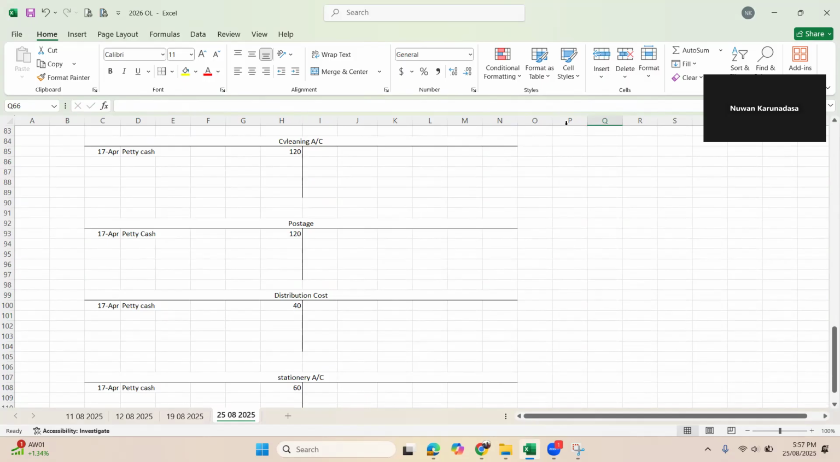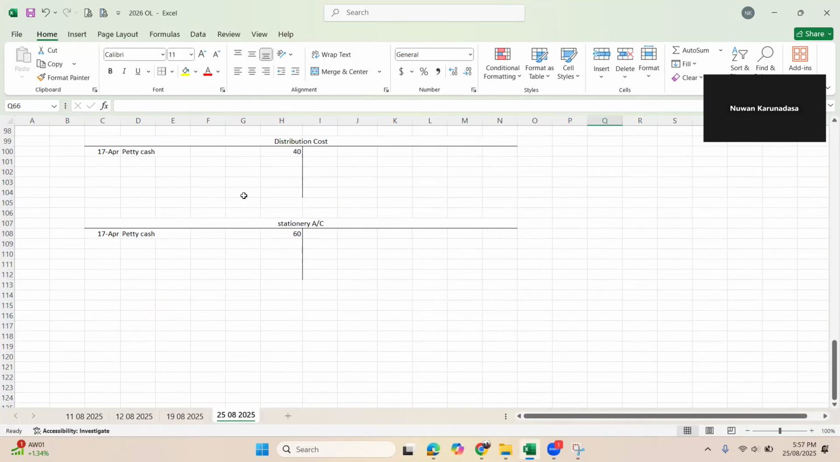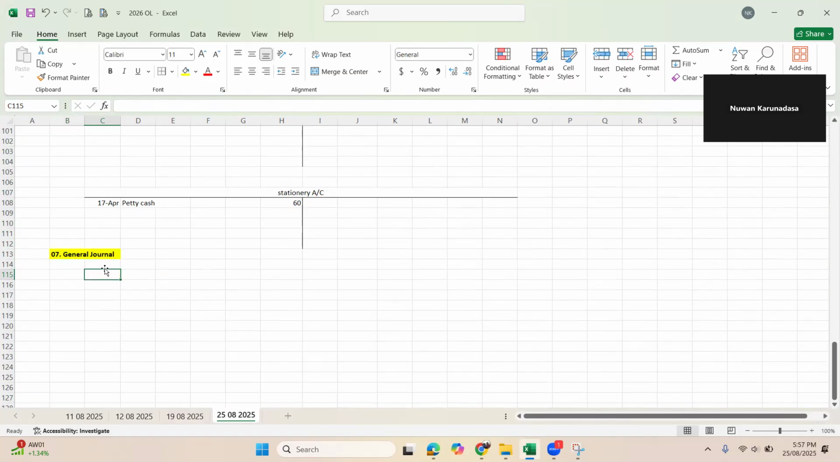We have learned how many journals? 6 journals. Sales return, purchase return, cash book, and petty cash. Then we look at the last journal, that is number 7, the general journal. This is the last journal that we are going to learn under the journal chapter. This journal is used to record 5 types of transactions. I will teach you what these are.